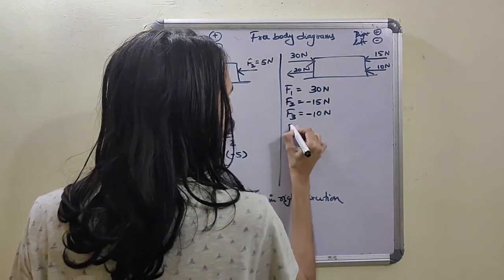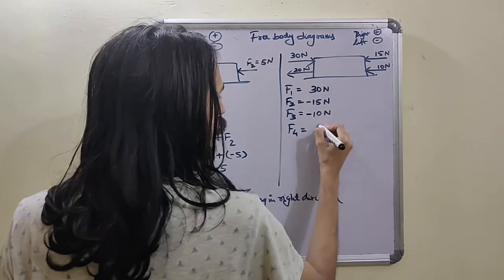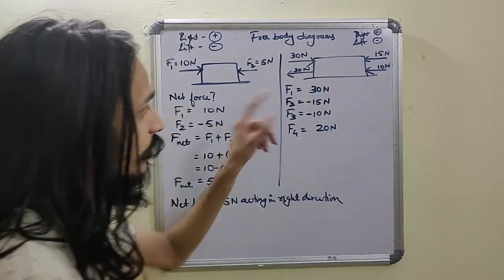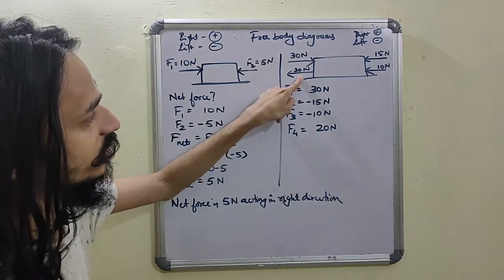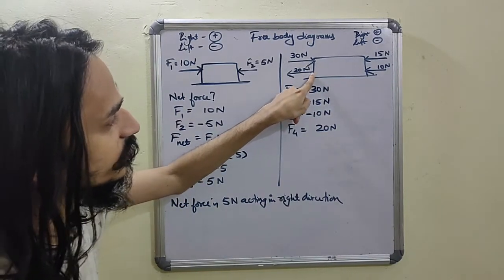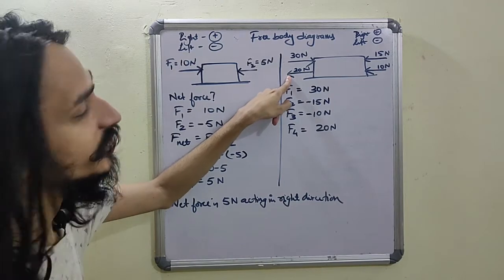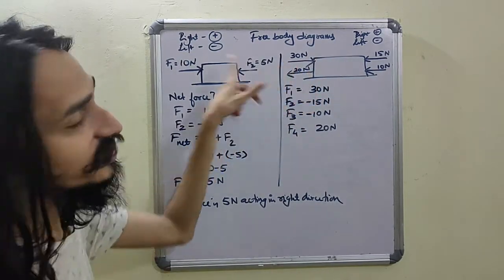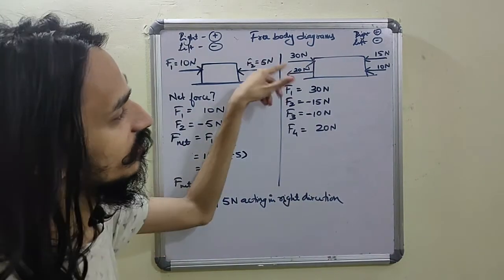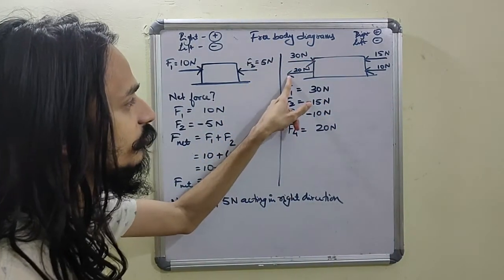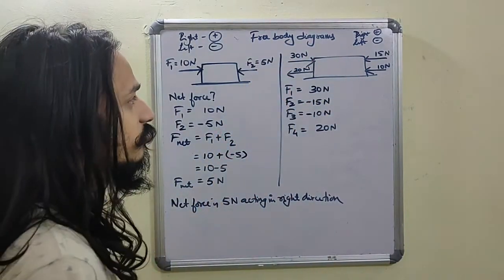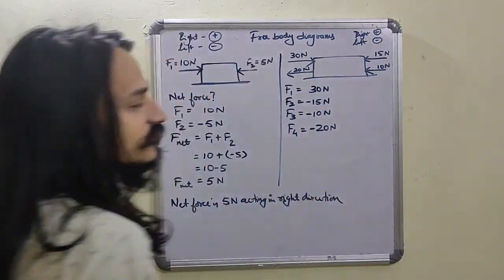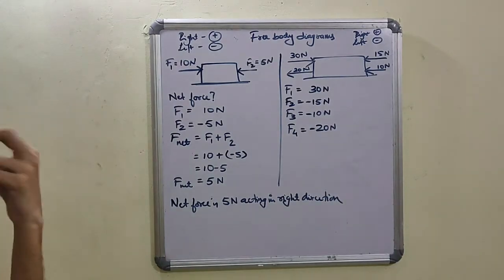Finally, the last one, F4, is 20 newtons. Now look at this arrow carefully. It is also pointing in the left direction. Although I wrote it on this side, it's pointing in this direction. It's not pointing towards the right. That's what you need to keep in mind, the arrowheads. Be careful. So this is also minus 20 newtons.